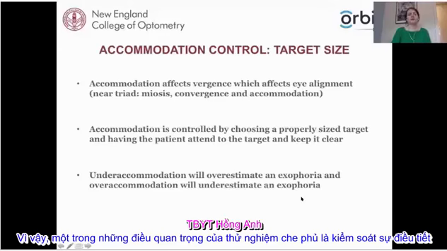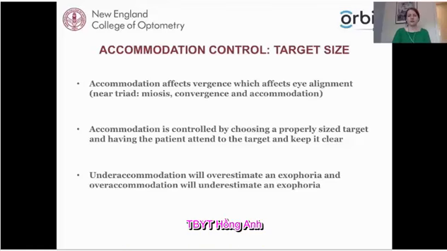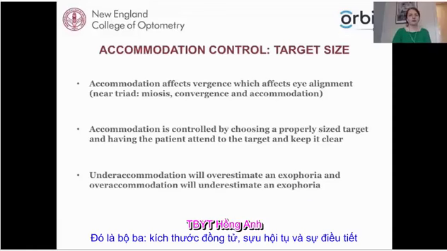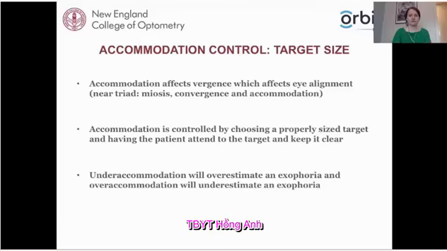So one of the crucial components of the cover test is controlling accommodation. We need to select a proper target. So accommodation affects vergence, which then affects eye alignment. So there's that near triad of pupil size, convergence, and accommodation that are linked. So our eyes converge, accommodate, and our pupils become smaller. All those three things are linked.